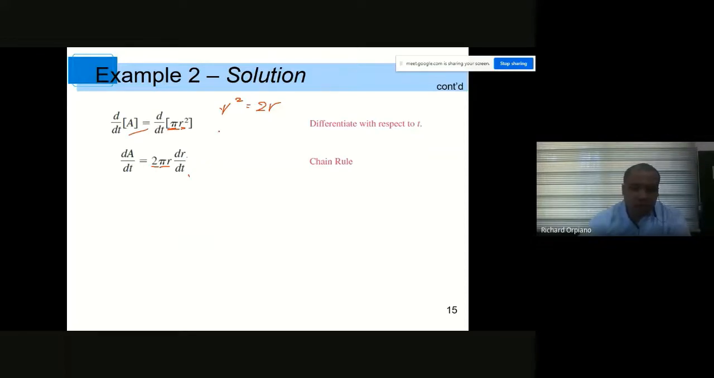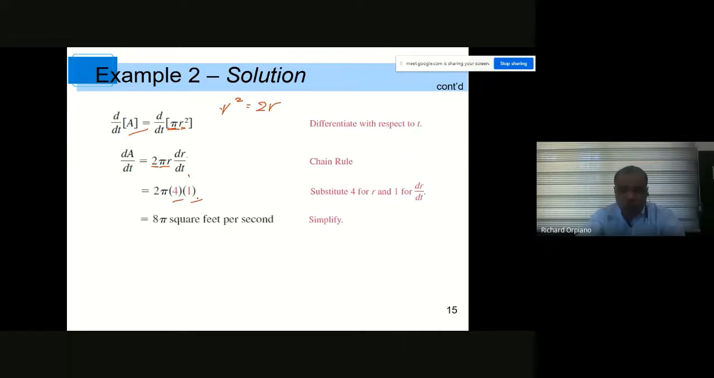Okay, from here, we will substitute. r is equal to 4 and dr/dt is equal to 1. So our answer is 8 pi square feet per second. When the radius is 4, the area's rate of growth is 8 pi square feet per second.